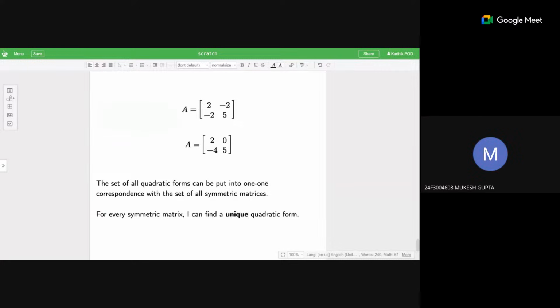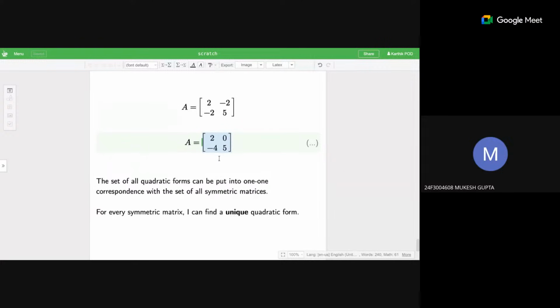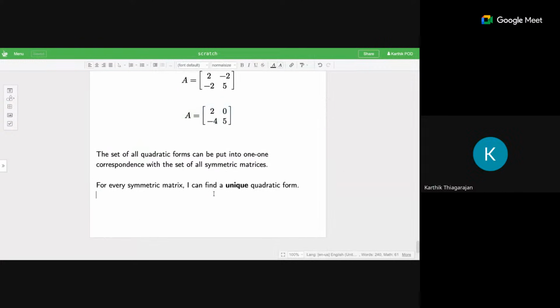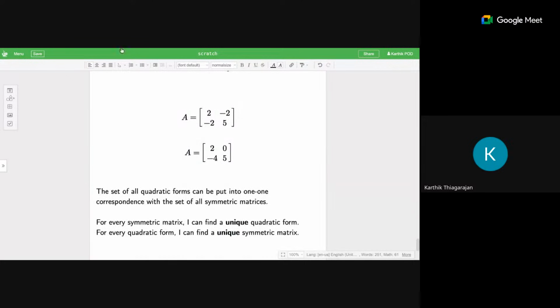So matrix A, 2, 0, -4, 5, is not symmetric, right? Yeah, this is not symmetric. Yeah, so I hope that is clear. So I can reverse this, right? For every quadratic form, I can find a unique symmetric matrix. So this relationship between the two is important.